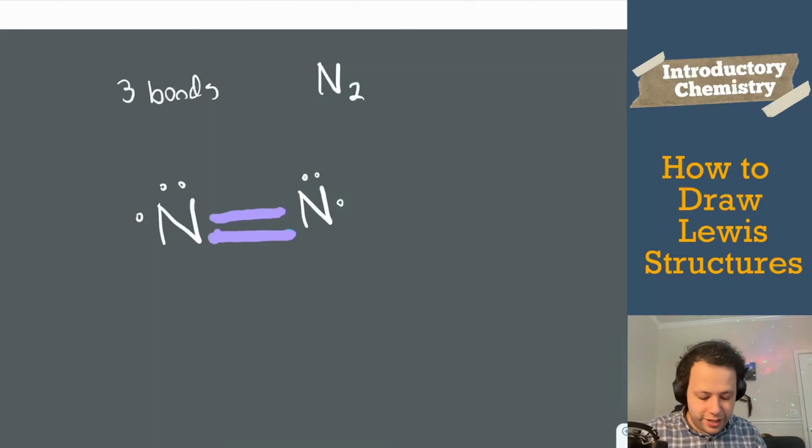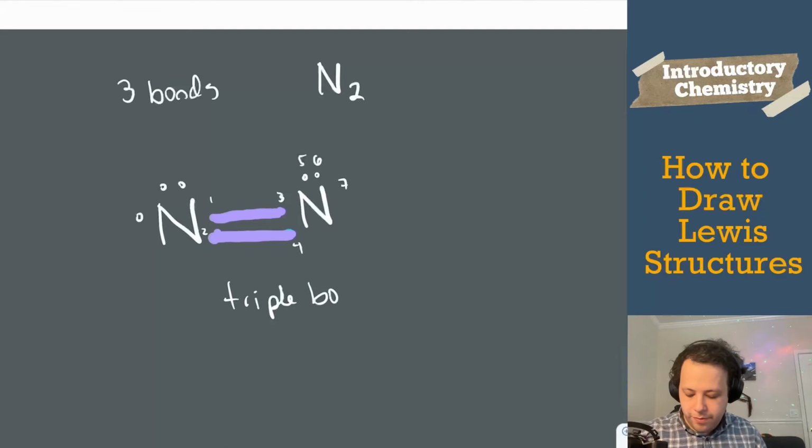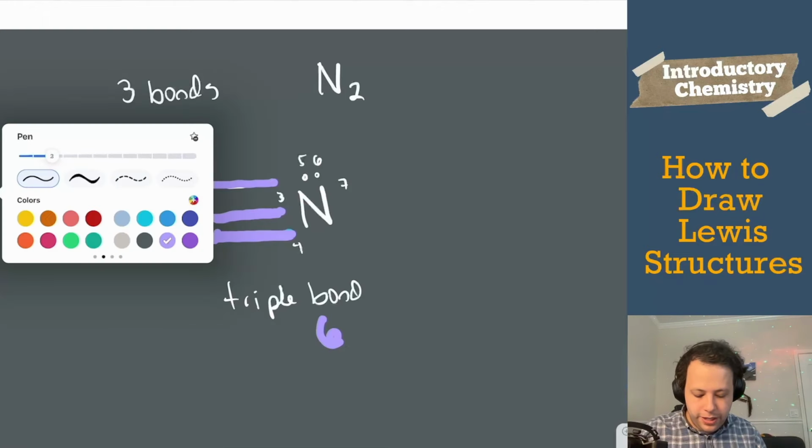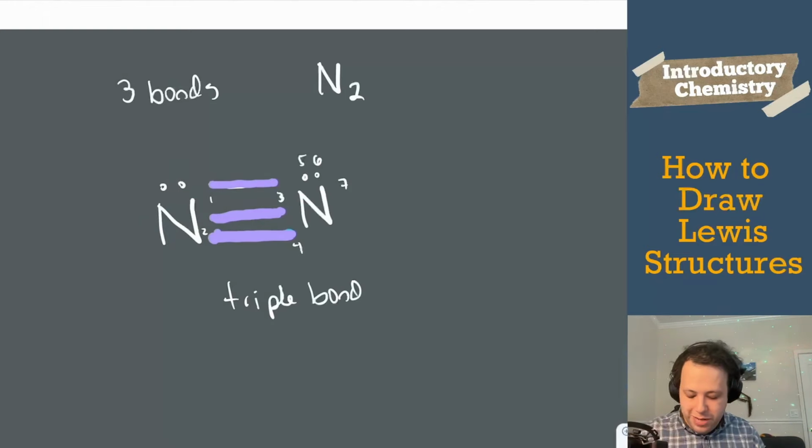Now notice if I count these, we have 1, 2, 3, 4, 5, 6, 7. Still not happy. So we can add another one and make a triple bond. When we do a triple bond, that's going to move another electron over to the middle and connect them as well. So now how many electrons are being shared? There are 6. We have 6 electrons now being shared.